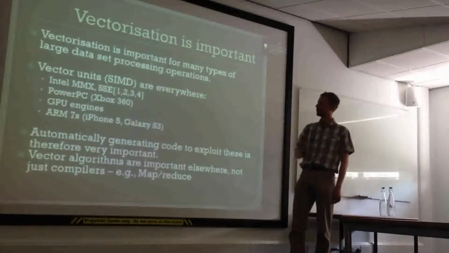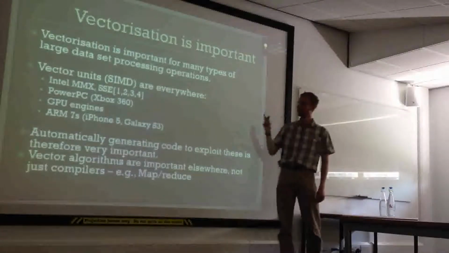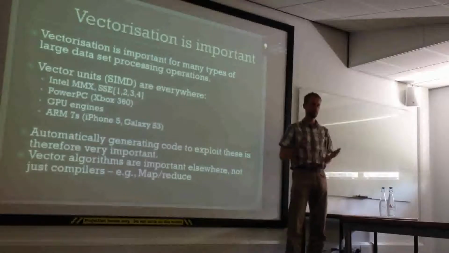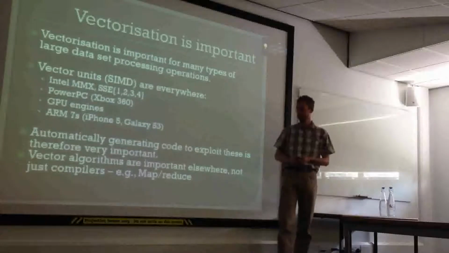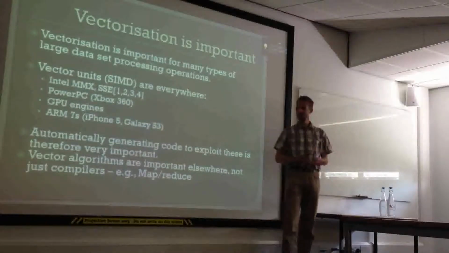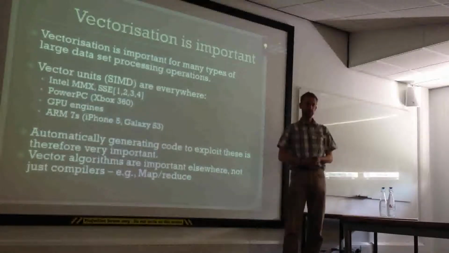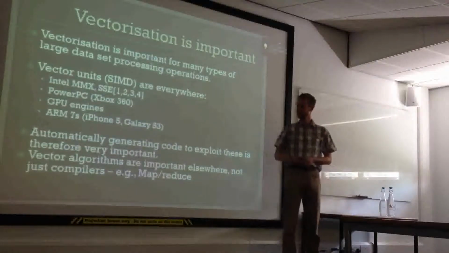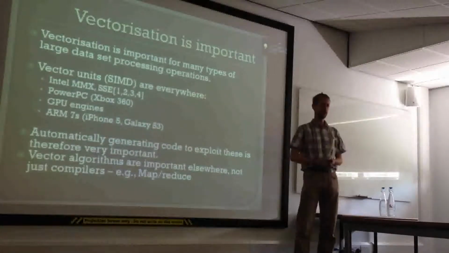So vectorisation is important for many different types of large data set processing. Vector units, to exploit this, are everywhere. They're also called SIMD units, which stands for single instruction multiple data, but it's just vector. So Intel MMX and SSE 1, 2, 3, 4, and AVX, or whatever the latest one is. PowerPC, which is in your Xbox, has it. GPU engines are vector engines, and they're doing lots of things to pixels at the same time. The ARM7, which is in your iPhone or your Galaxy, has a vector engine. They're everywhere, so it's very important that we can somehow exploit this.